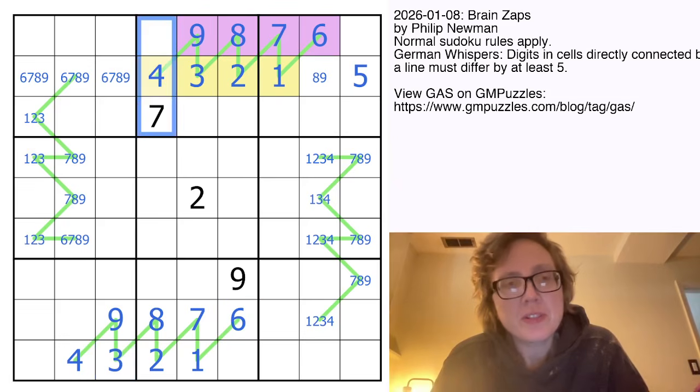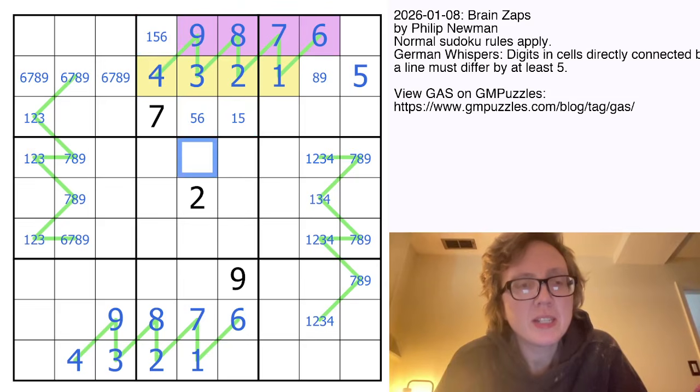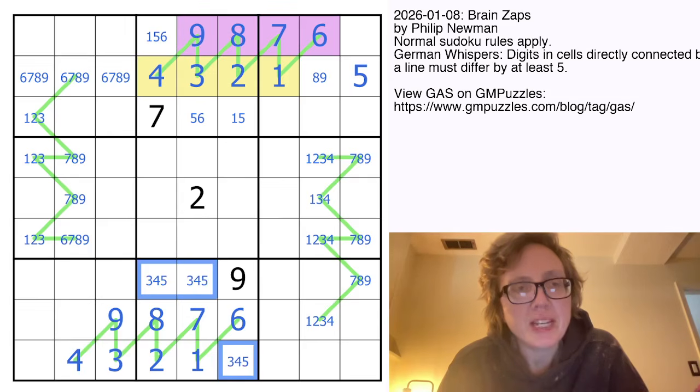Now let's focus in on these regions a little more. We need a 1, 5, and 6 here to finish the region. That can't be a 6, that can't be a 1. And here we need a 4, a 3, and a 5.